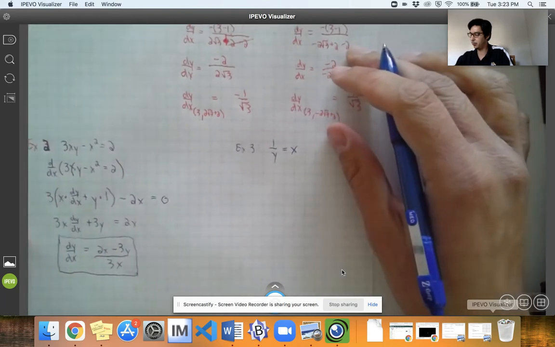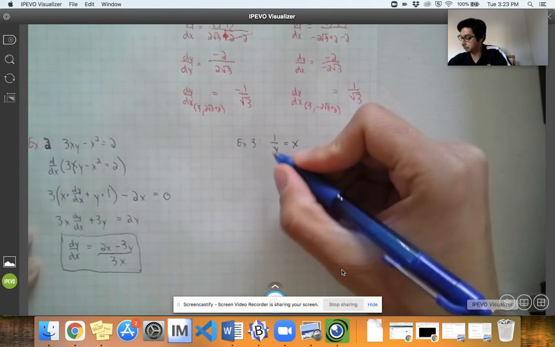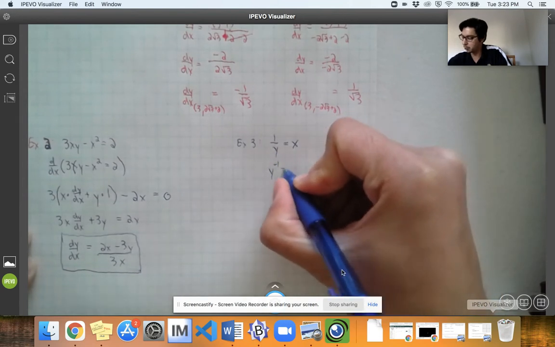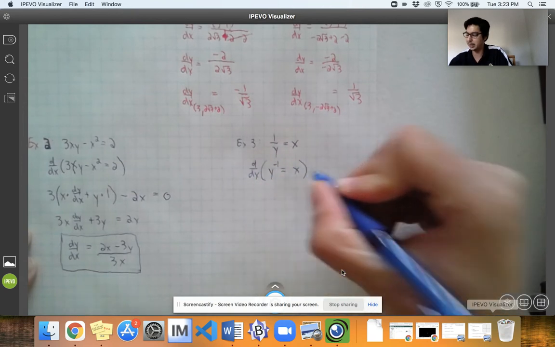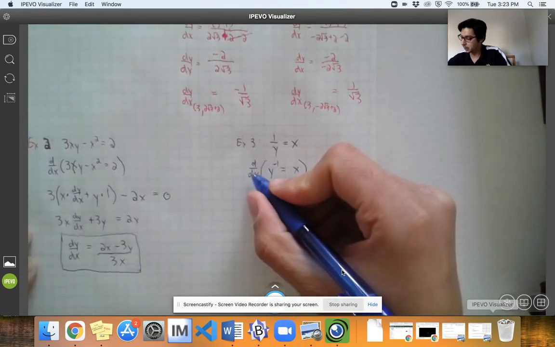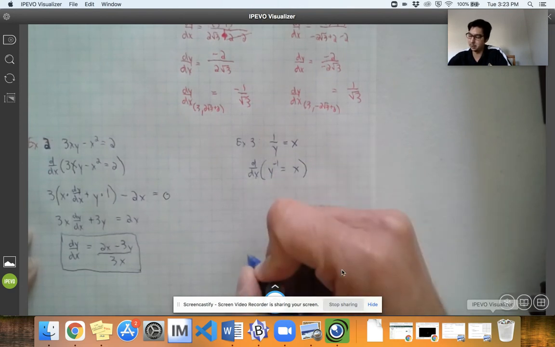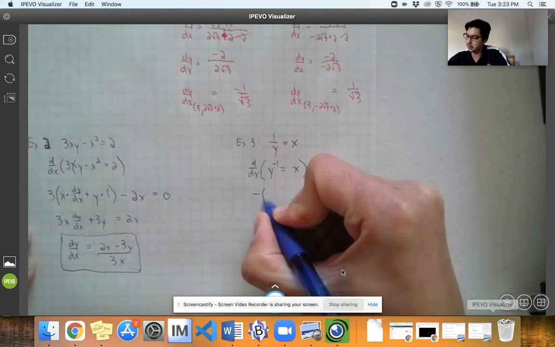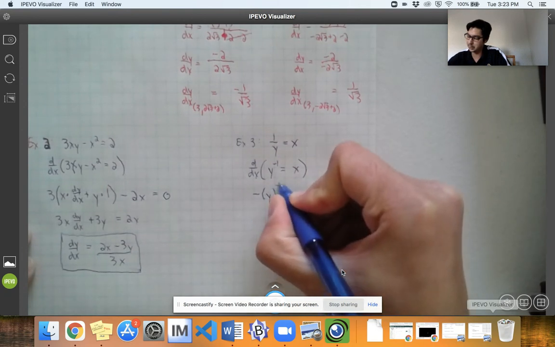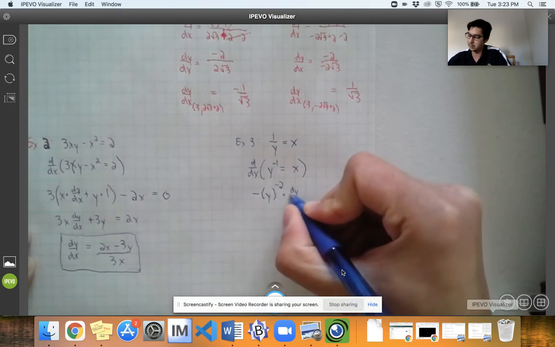What about example 3? Now you could solve for y first. Sure, that works, but what if we didn't? So this can be rewritten as y to the negative 1 equals x. So if we take the derivative of both sides with respect to x, we have to apply the chain rule here because it's y to a power of negative 1. So it's the derivative of the outside, so it'd be negative, leaving the inside alone, and then that becomes negative 2, times the derivative of the inside, which is the derivative of y, dy/dx.